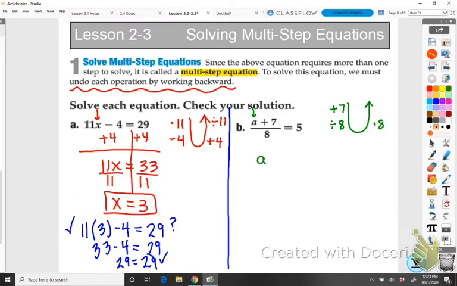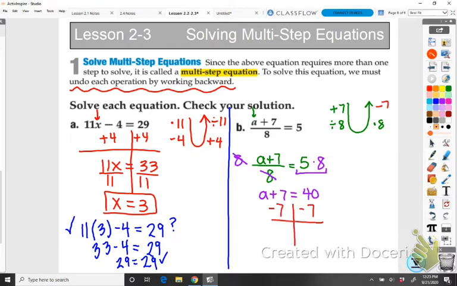So we're going to take A plus 7 over 8 equals 5. We're going to multiply the left by 8 and the right by 8. So you're going to see the 8's divide out on the left side. You're left with A plus 7. And 5 times 8 on the right is 40. Next step, to undo the addition of 7, we're going to subtract 7. So A is equal to 33 on this problem.